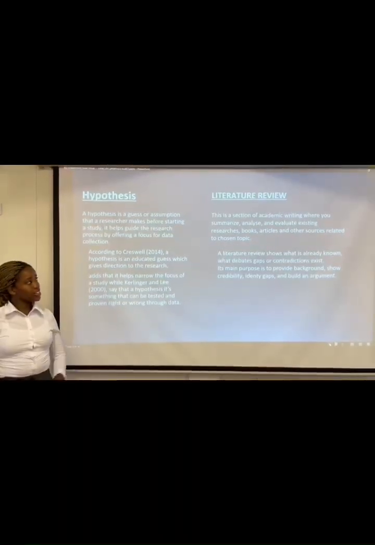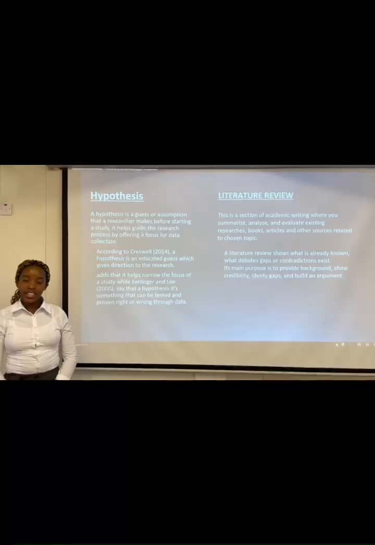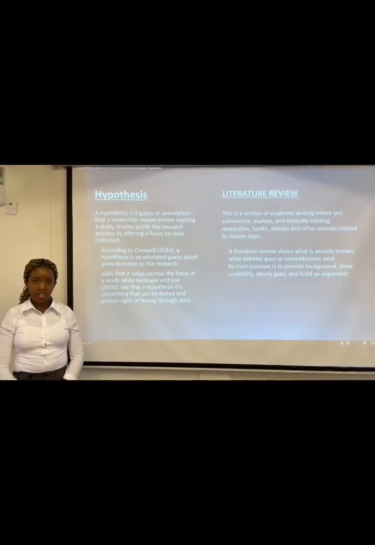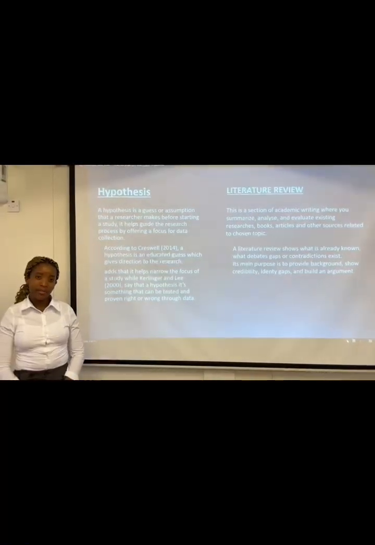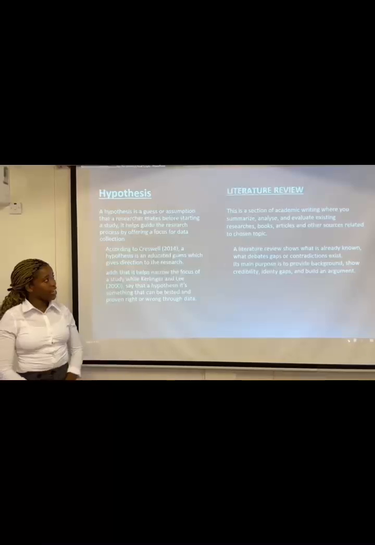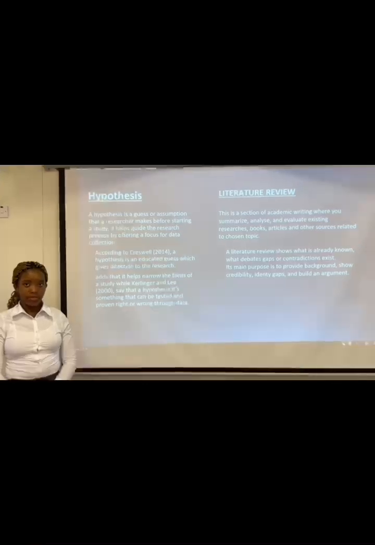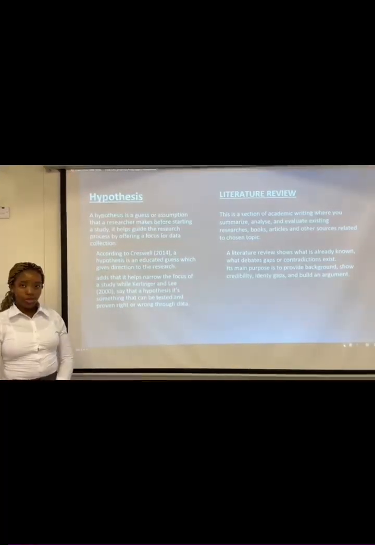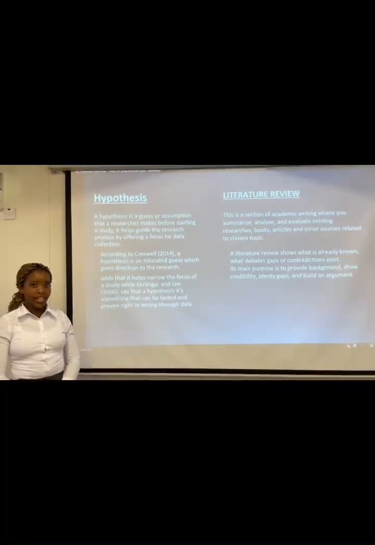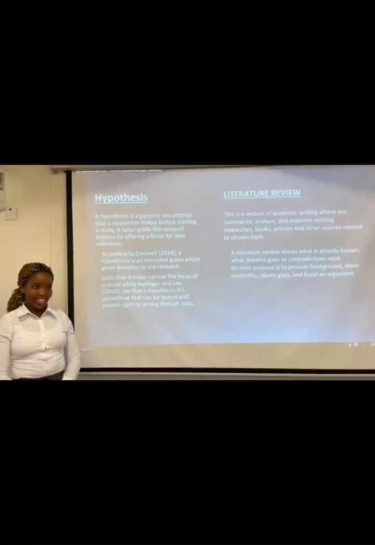Moving on to a literature review. This is a section of academic writing where you analyze, summarize, and evaluate existing researches, books, articles, or other sources related to the chosen topic. A literature review shows what is already known and where debates, gaps, and contradictions exist.